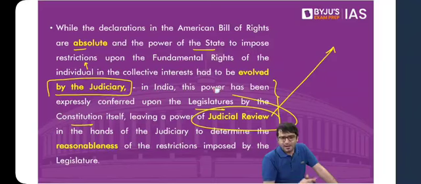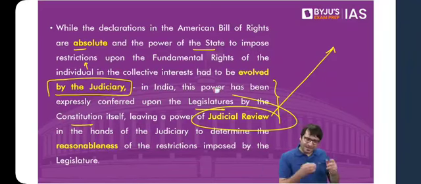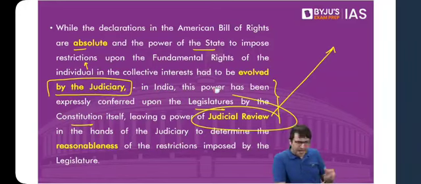But in the United States, there is a Bill of Rights. But can restrictions be imposed on these rights? That is for the judiciary to decide and evolve, not the legislature. These Bill of Rights are absolute, without restrictions. No restrictions are imposed by the legislature. If at all restrictions are to be imposed, they can be imposed by the judiciary.